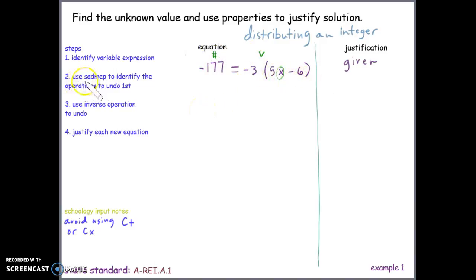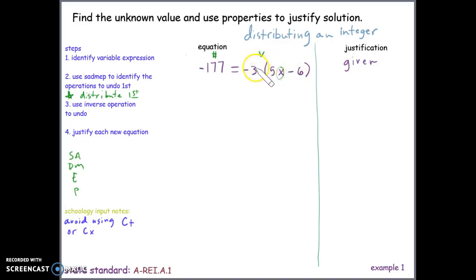Our second step is to use SADMEP to identify what numbers or operations we need to undo first. And remember SADMEP: S-A-D-M-E-P. But I'm going to make an amendment to this step number 2. If there's something to distribute, then you can distribute first. So here we are going to distribute first, because there's an integer, this -3, that we can distribute into the parentheses. So that's what we're going to do for our first step.